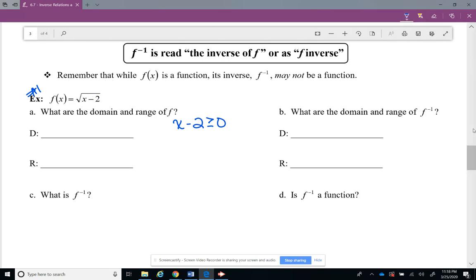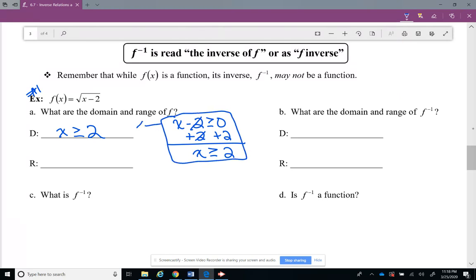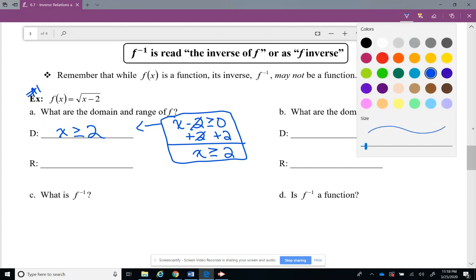So now let's solve it. We're going to add 2 to both sides. Cancel out. We have x is greater than or equal to 2. All right, that's our domain. X is anything that is greater than or equal to 2. All right, so that was my work to get my domain. All right, now, what do we do to get the range?